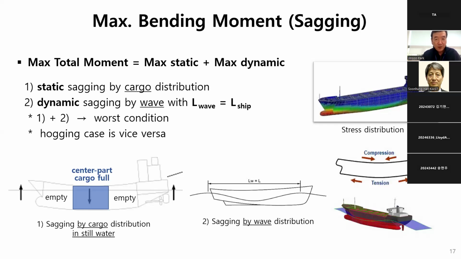This slide shows the maximum bending moment, the sagging moment. The total moment can be split into two parts, maximum static and maximum dynamic. Static moment can be induced by cargo distribution, even in still water condition. For example, if the center hold is full, then it's bent down at the center, so it's subject to a static sagging moment, even without any wave.